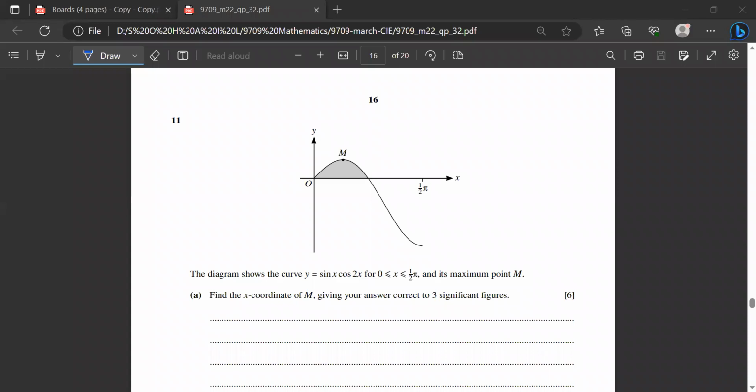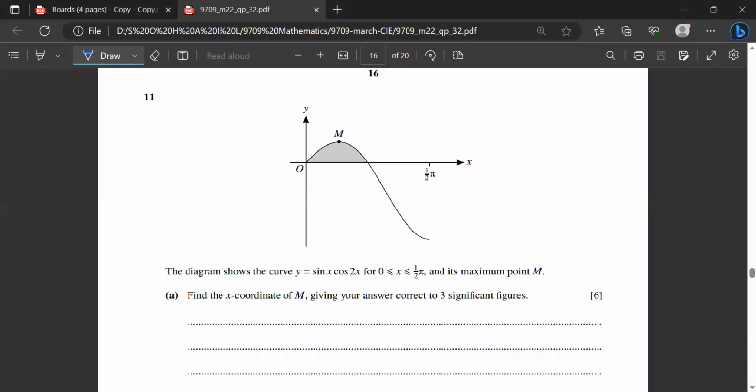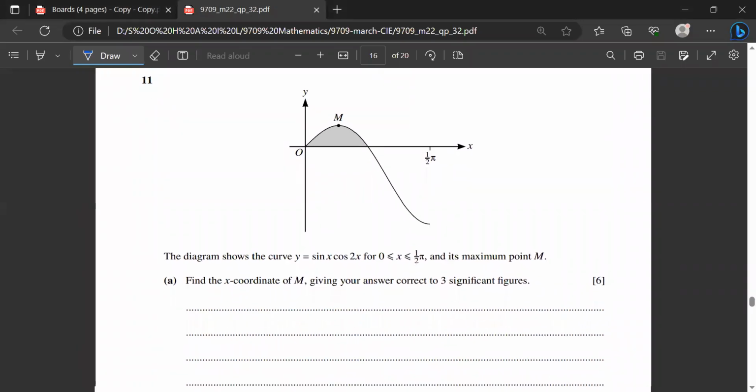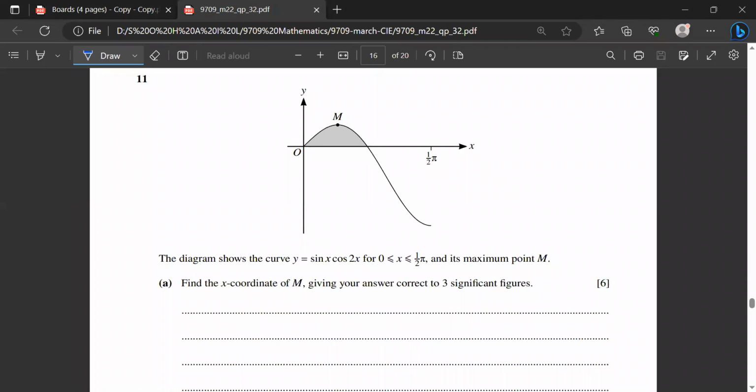Well, this is a question from March 22, 9709, variant 32, question number 11. The diagram shows the curve y equals sin x cos 2x for x greater than or equal to 0, less than or equal to half pi, and its maximum point M. Part a: find the x coordinate of M. Give your answer correct to three significant figures. This is for 6 marks.